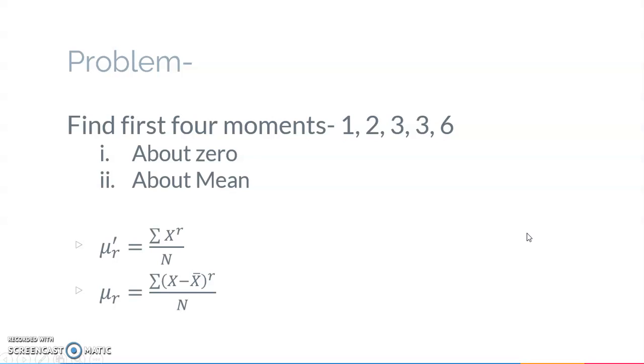We will solve a problem so you will understand how the formulae can be implemented. So the problem is: find the first 4 moments of the data which is given. The first is about 0 and the second is about the mean. We will start with moments about 0.